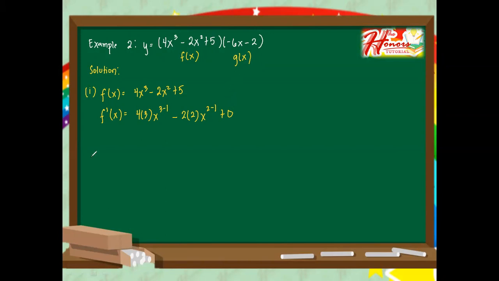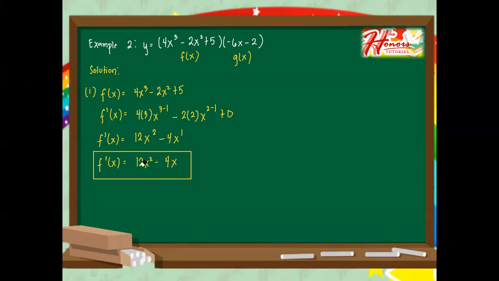It is stated there that when a term is a constant, automatically that would be equal to 0. Next, f prime of x is equal to 4 times 3, that's 12, x raised to 3 minus 1, that's 2. Minus 2 times 2, that's 4, x raised to 2 minus 1, that's 1. So we will be rewriting f prime. f prime of x is equal to 12x squared minus 4x. We rewrite it because 1 should be an invisible number when it is used as an exponent. So let's remember this. This is our f prime.